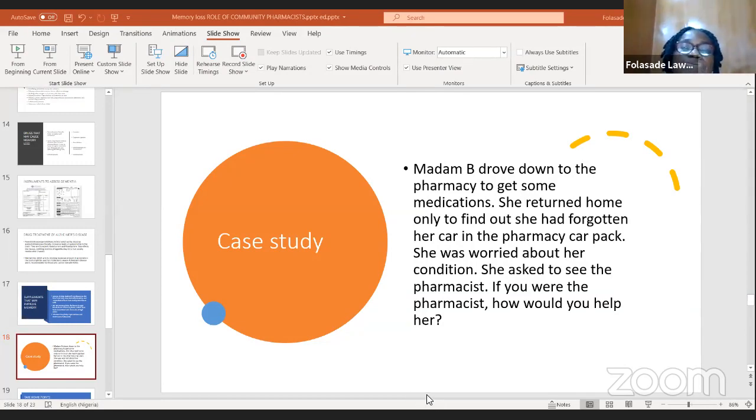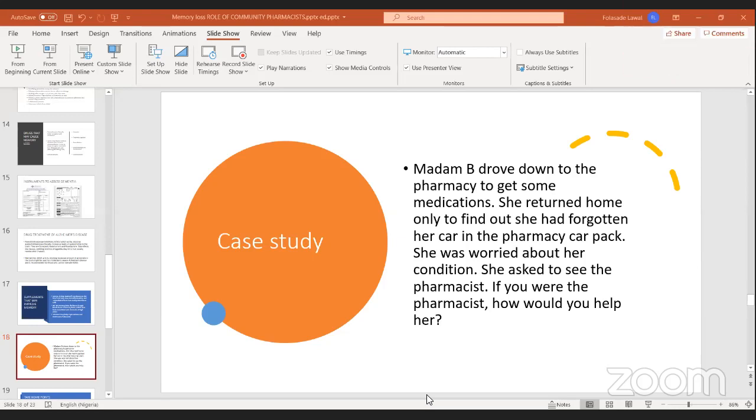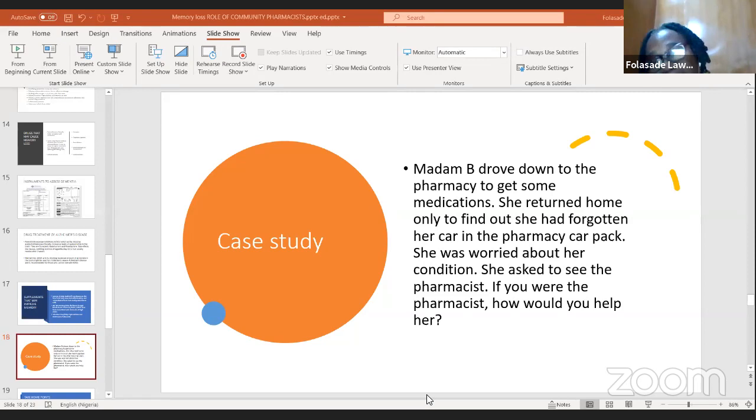You see, it's good to find out from Madam B what really happened. Is this a one-off thing? And then we'll start by looking at the age of Madam B. Madam B in this case was a young woman. She was about 45. So she was less likely to have dementia at that age. I know it's possible, but with her age, the risk profile was not so high.